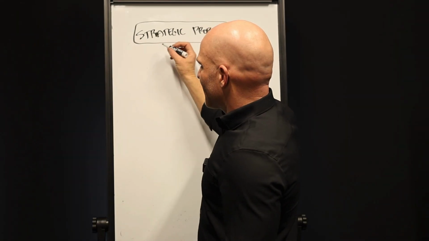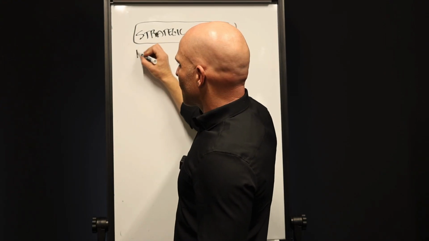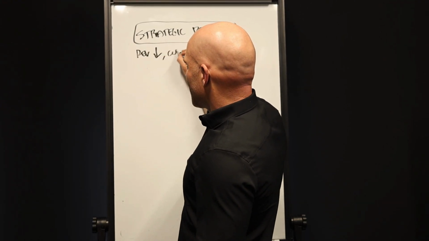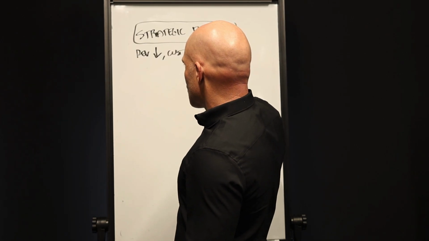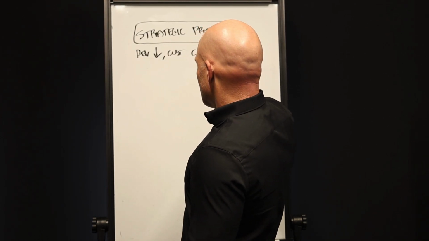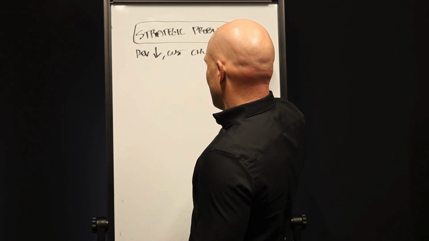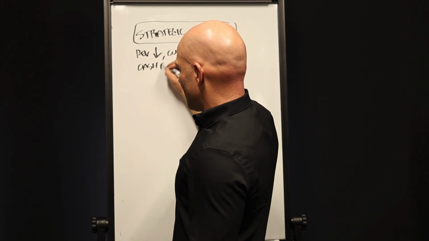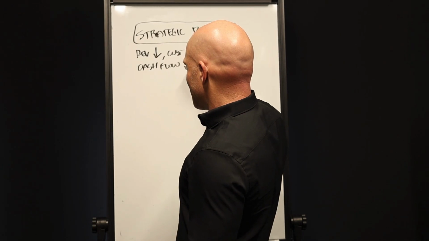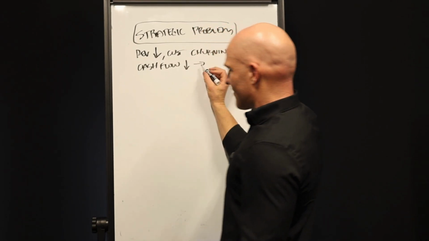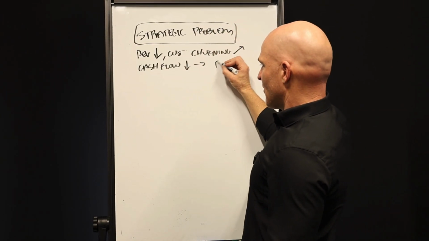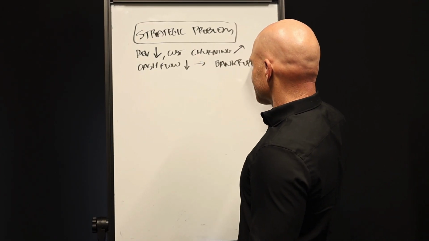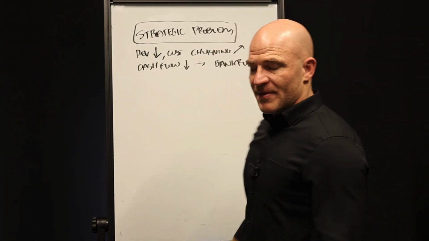Now, let's just say for this company, the strategic problem is revenue is declining and customers are churning at a very fast pace. Therefore, the company's cash flow is also going down. And if they don't solve this, then they're going to go bankrupt.